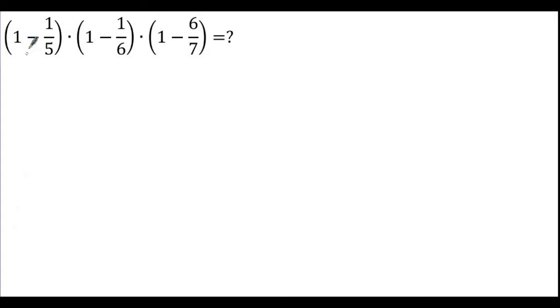Another example, we have, as you see, mixed operations on fractions. We have fractions and we have brackets, multiplication and subtraction. So according to the BADMAS rule, what is the first thing we have to do? So we start with brackets. So we have 3 brackets. Let's start with brackets. So 1 minus 1 over 5.